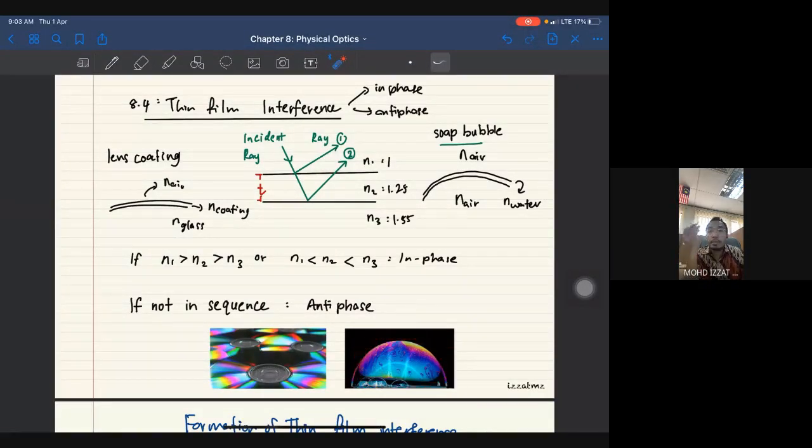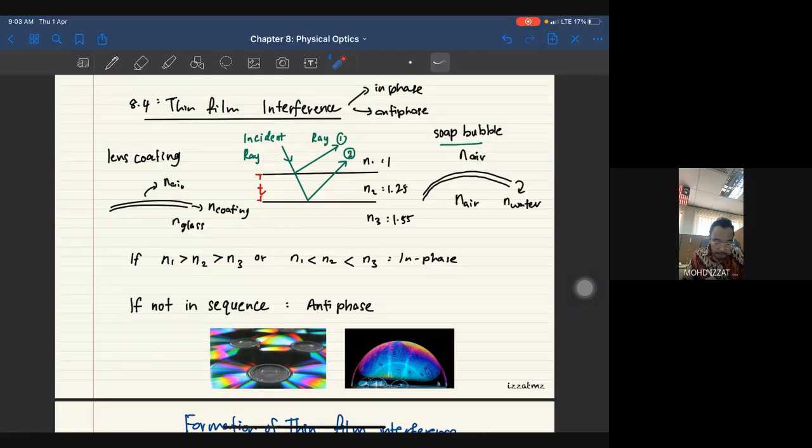Okay, you can see that water bubble tu sebenarnya lights yang datang dia tu adalah white lights. Cahaya daripada matahari, cahaya biasa, cahaya putih. But then bila dia hit the bubbles tu, you can see as if dia ada banyak warna. It's very pretty soap bubble. Okay. The reason is because the refractive index of the soap.